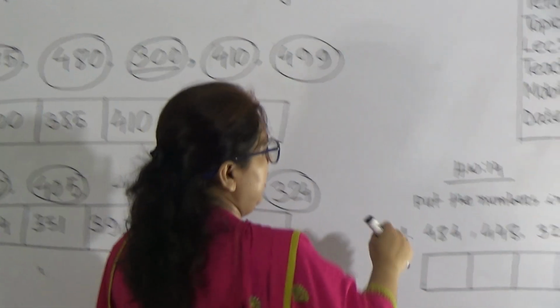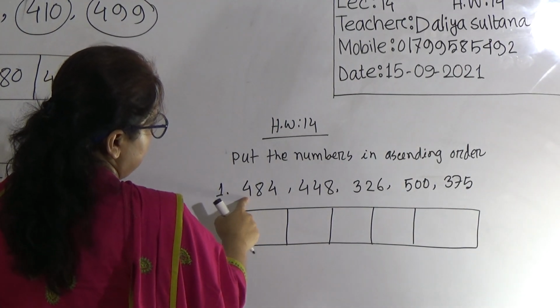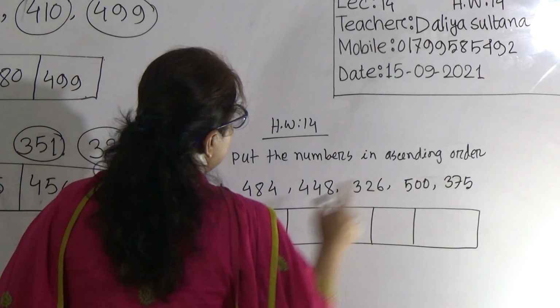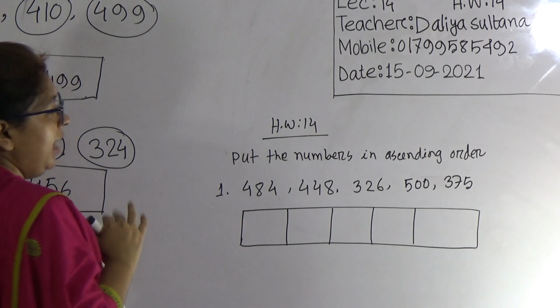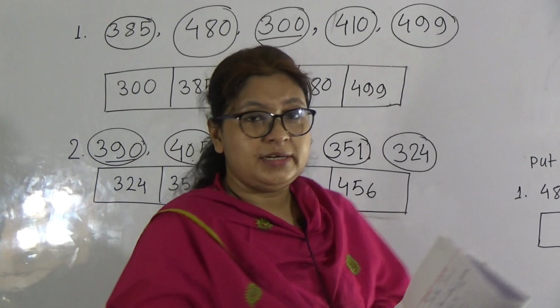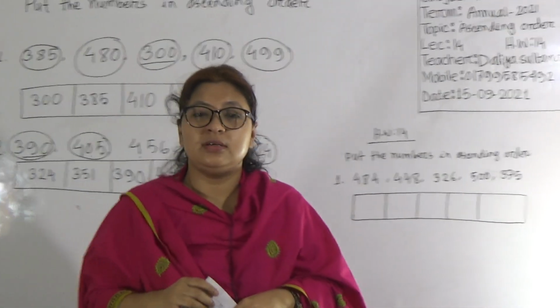So your homework will be: put the numbers in ascending order. The numbers are 484, 448, 326, 500 and 375. You have to arrange these numbers in your SW copy. So dear learners, hope you understood today's topic. Submit your homework on Saturday.